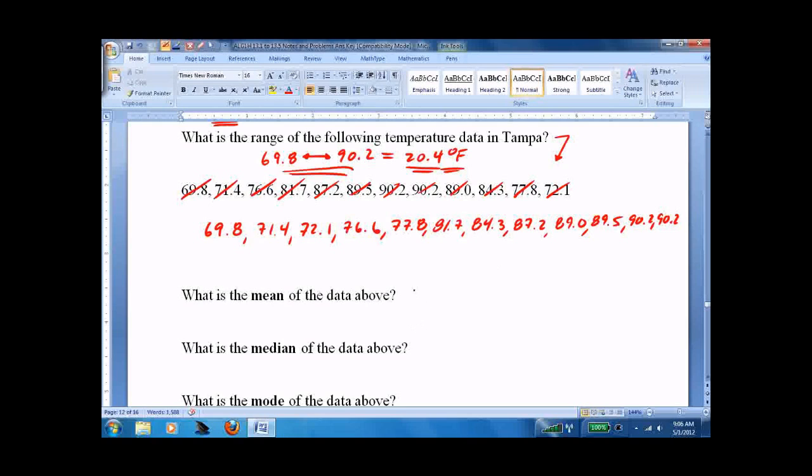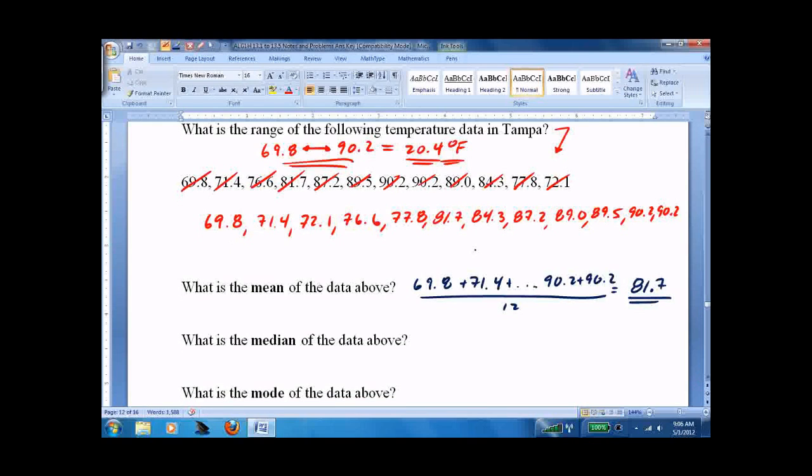Well, you'd have to add them all up. Divide by 12 because there's 12 data points. Put in your calculator, you would get 81.7. That's the average high temperature in Tampa during the year.